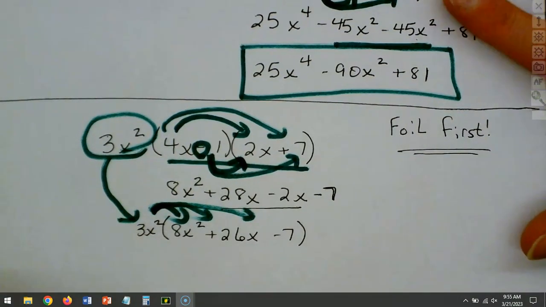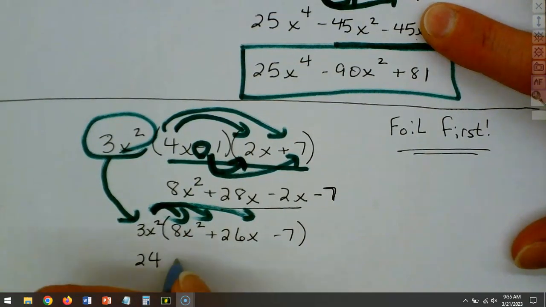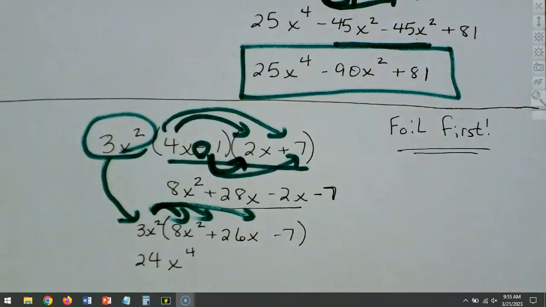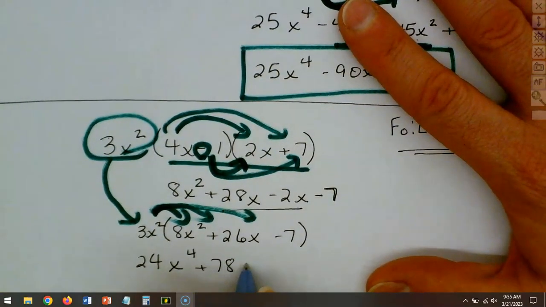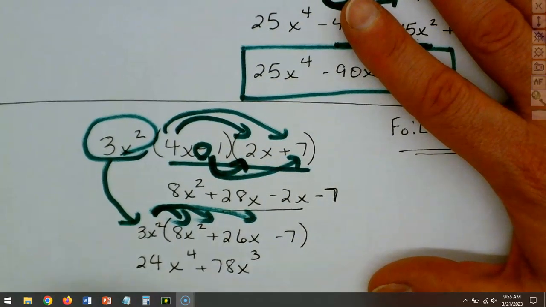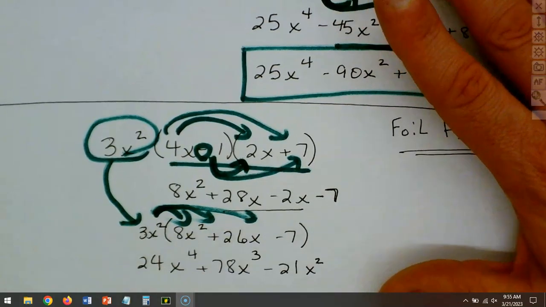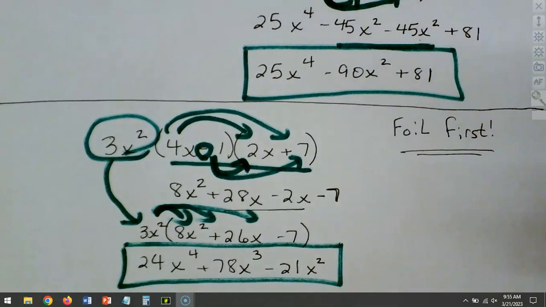So 3 times 8, that makes it a 24. X squared, another x squared. Well, that makes it now x to the, adding them together, 4th power. Then we have 26 times that 3. And that's going to make it now a 78x. And 2 more makes it an x cubed. And finally, 3 times a negative 7. Well, that makes it a minus 21 x squared. And that is all you have to do.